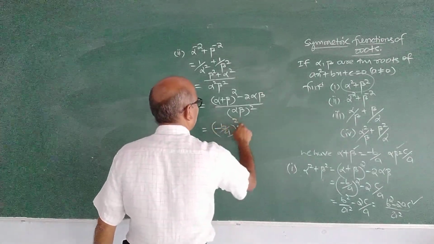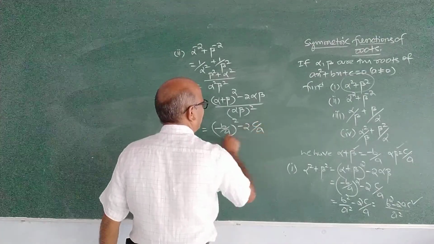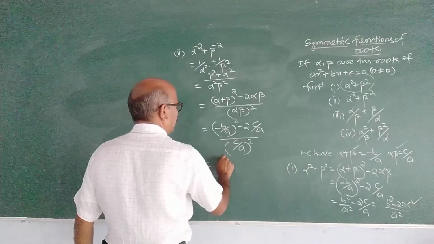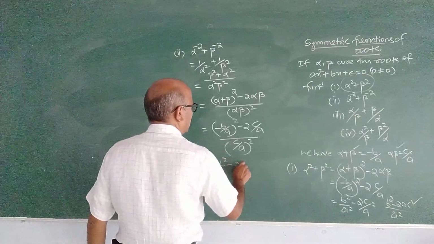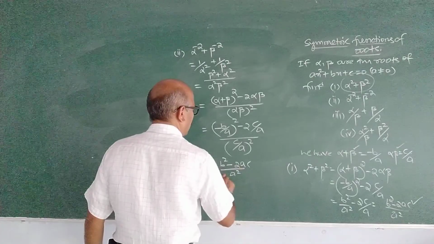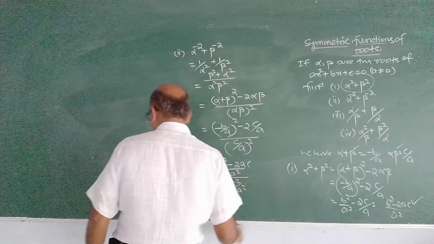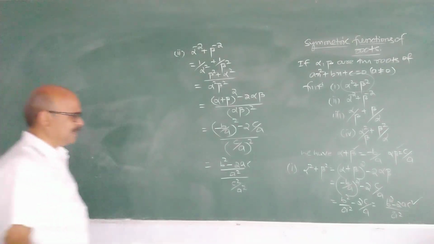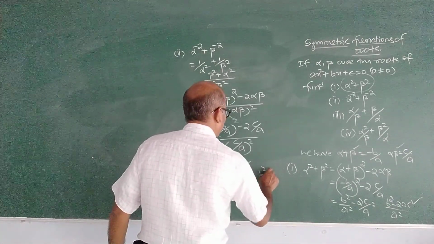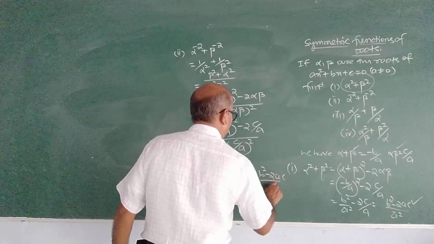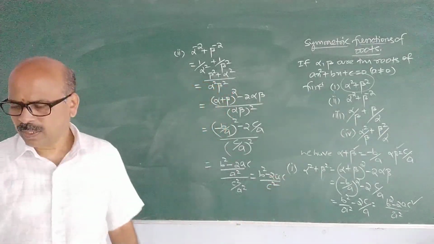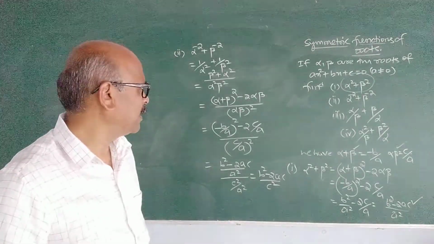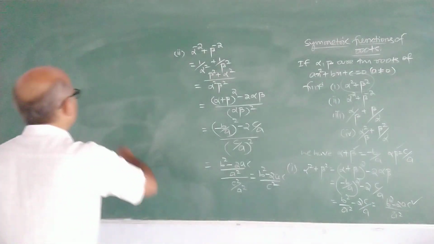What is alpha plus beta? Minus b by a, whole square, minus 2 into c by a, upon c by a whole square. Next, simplify this. b square minus 2ac upon a square, divided by c square by a square. So it is b square minus 2ac upon c square. I will verify once again: b square minus 2ac upon c square. This is the value.